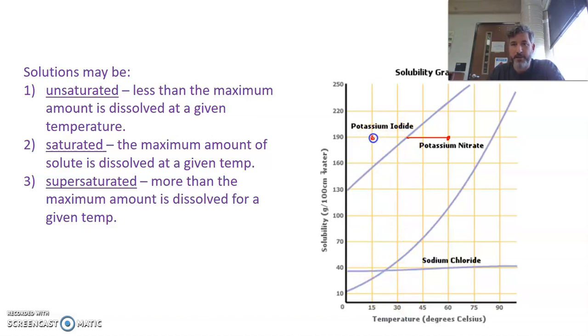Now, if I cool it down some more, let's say all the way down to 15 degrees Celsius, one of two things is going to happen. What we expect to happen is that because we're only supposed to be able to dissolve about 150 grams at that temperature, the difference, which would be 40 grams, would simply come out of solution.